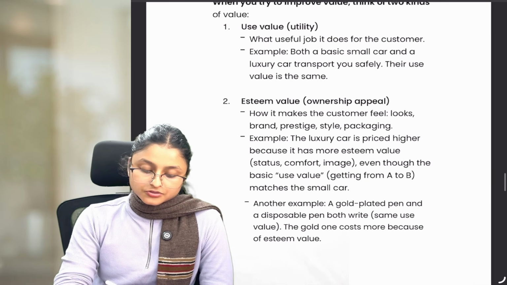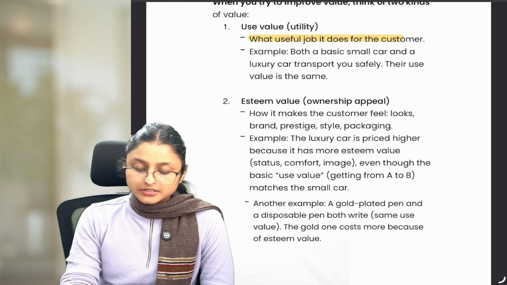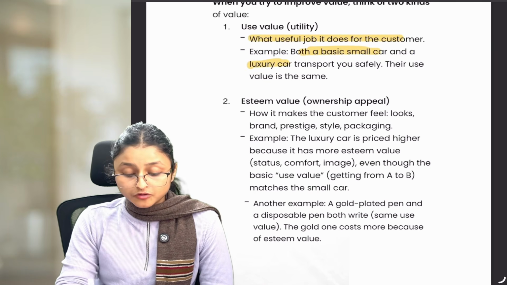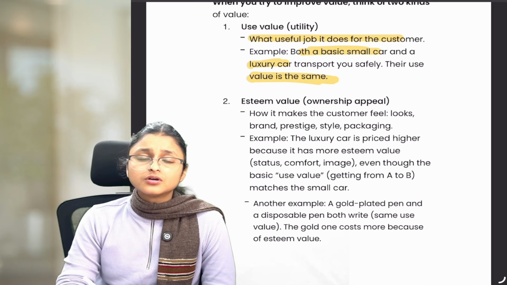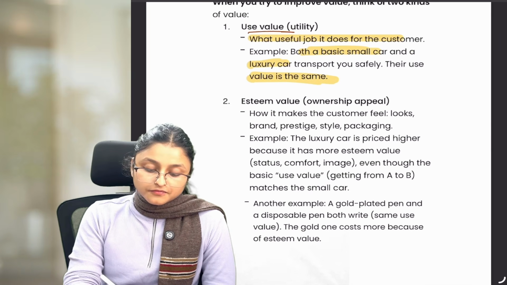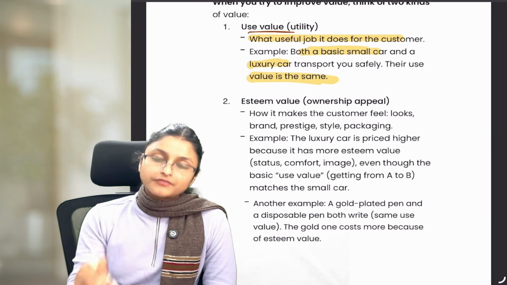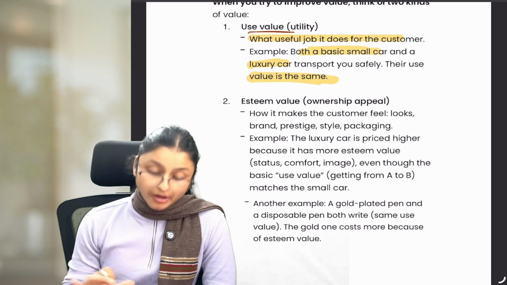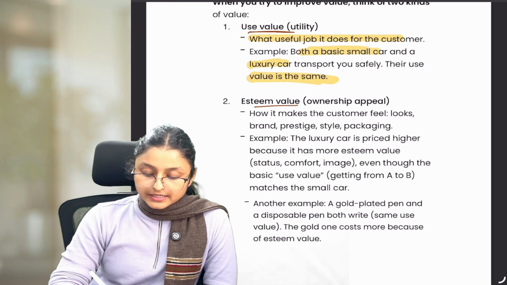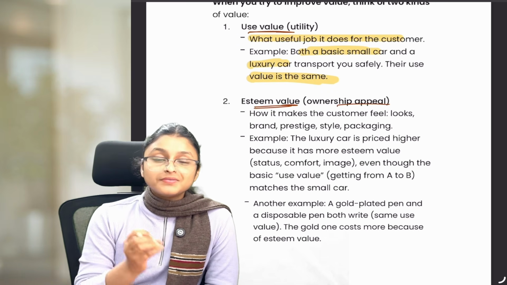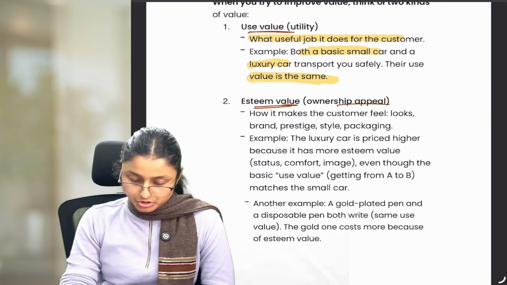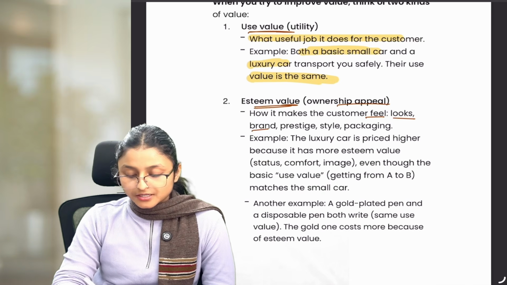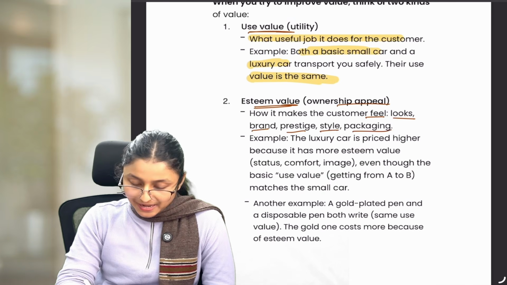So use value is the utility, what useful job it does for the customer. For example, both a basic small car and a luxury car are providing the same use value. Both of them have the same intended function, so for use value both are going to get the exact same amount. But esteem value is the one which makes two products different from each other. It is how it makes the customer feel: looks, brand, prestige, style and packaging.